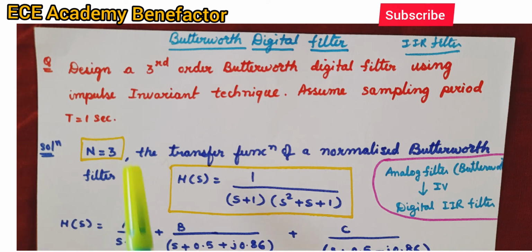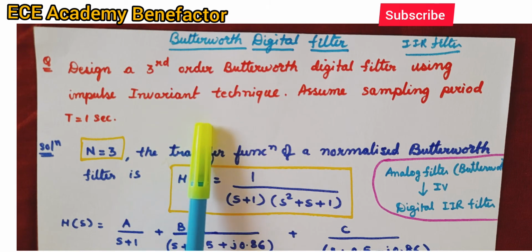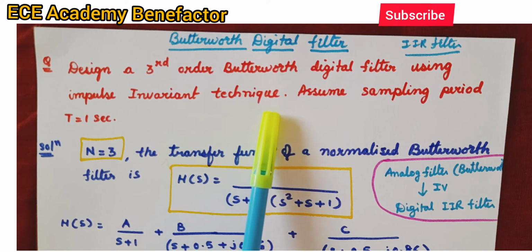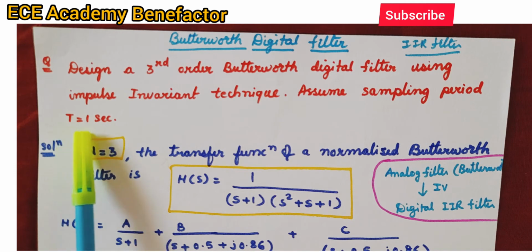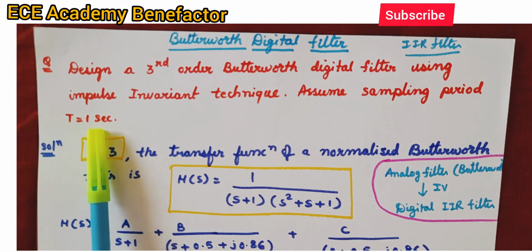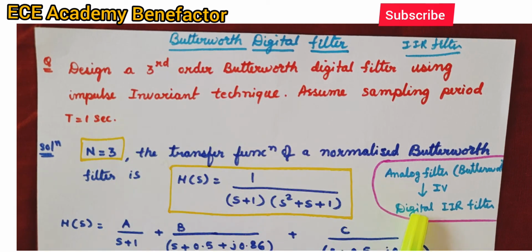The given question is: design a third order Butterworth digital filter using impulse invariant technique. Assume sampling period capital T is equal to 1 second. Okay. So, before going into the solution, let us have a quick review of what it is.